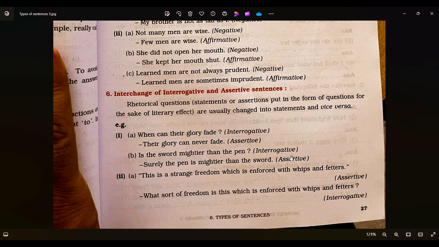So their glory can never fade. Okay, the word never I have added because I have removed the interrogative word when, and because I am giving the answer I have to add one word.